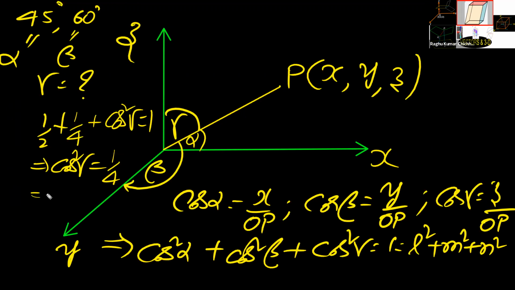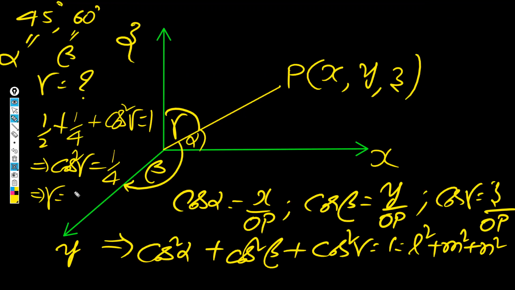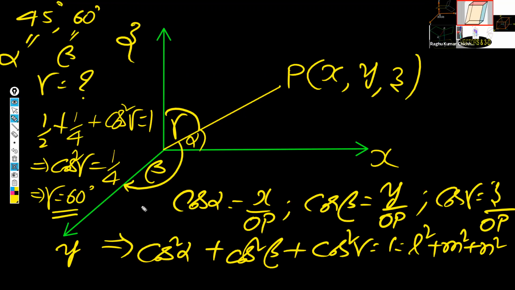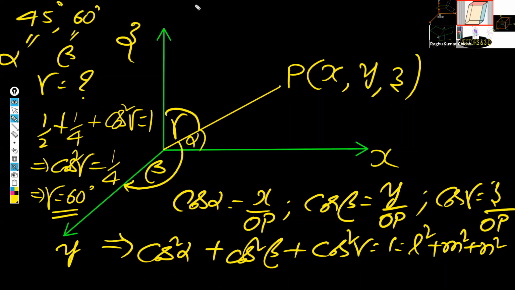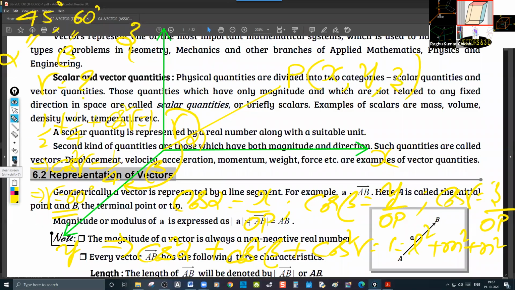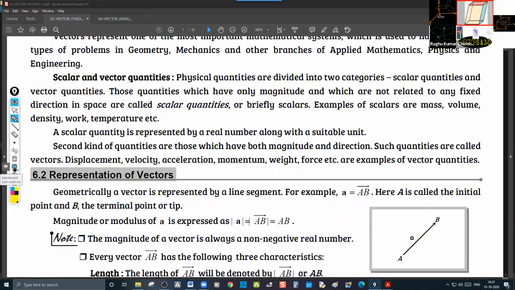So cos gamma can be taken as 1 by 2. Gamma is equal to 60 degrees. You can take, or even 120 degrees. Like this, the questions will be on the basis of the direction cosines. So that's about the unit vector. The unit vector plays a major role throughout vector algebra, and you must be in a position to understand that.